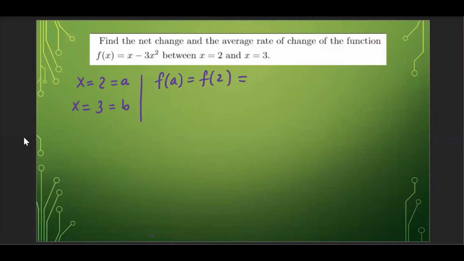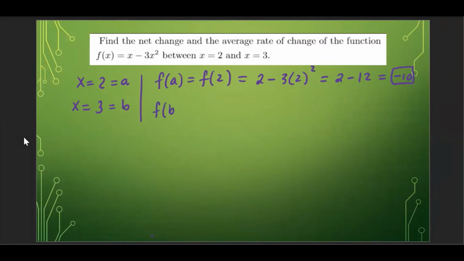So that would be 2 minus 3 times 2 squared. So we're plugging in 2 everywhere there is an x in the function, which will simplify to be 2 minus. So we do 2 squared, that's 4, times 3, that's 12. So if I subtract them, I get negative 10. So that's our value for f of a.